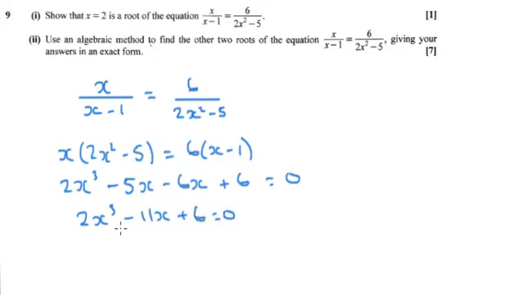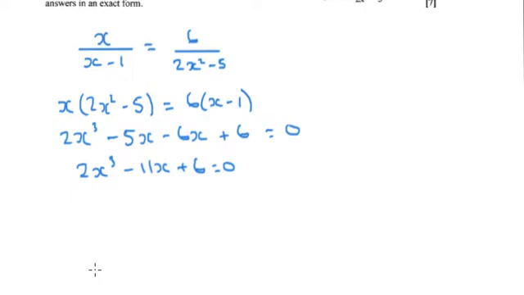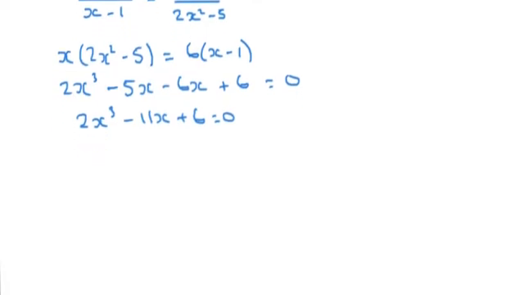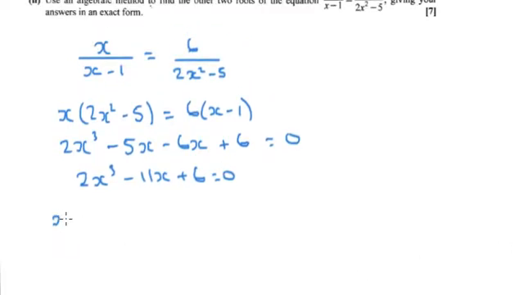Now, at this point, you could substitute x equals 2 in to check that you've expanded and collected everything together correctly using your calculator. It does give us that it equals 0. So we are right so far. So now we've got to factorise this as much as we can to find the solutions. We know that x equals 2 is a solution.